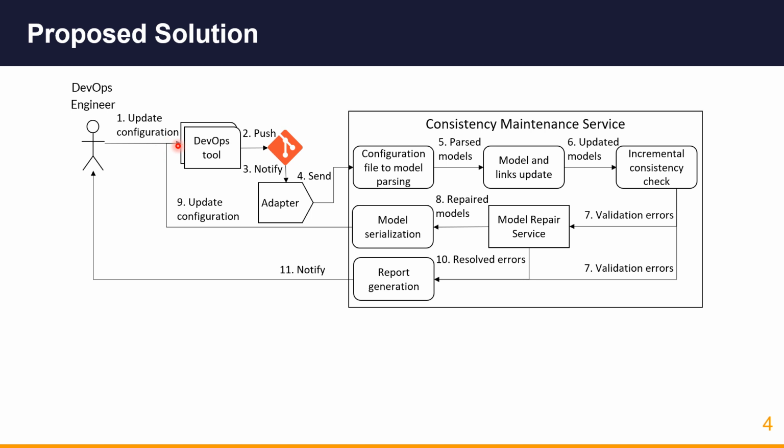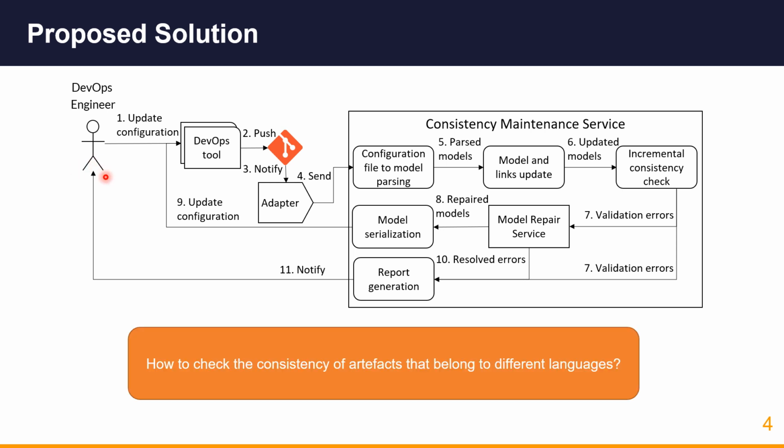If the repair phase was successful, then the updated models are serialized back into their original textual form. They are sent back to the DevOps tool, and from the resolved errors, we are generating a report, and this report is sent to the DevOps engineer so that he can inspect that there were certain changes and can make sure that these changes were correct.